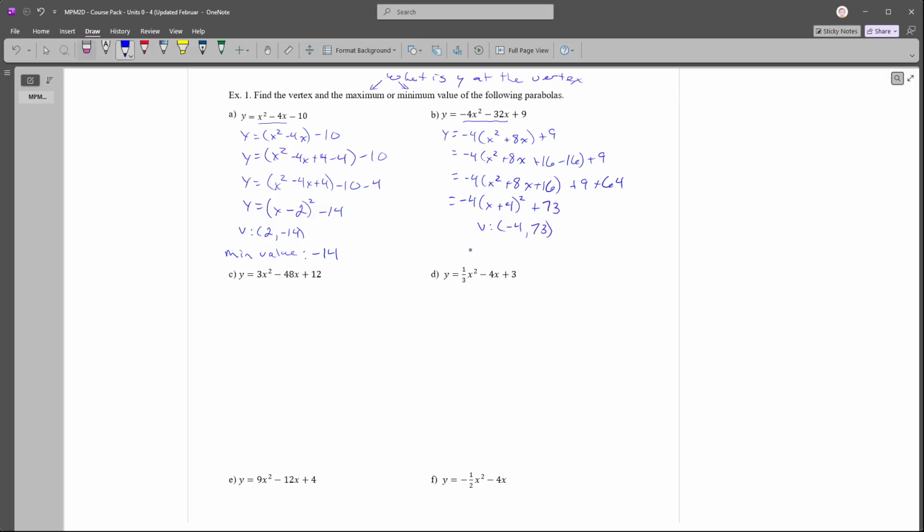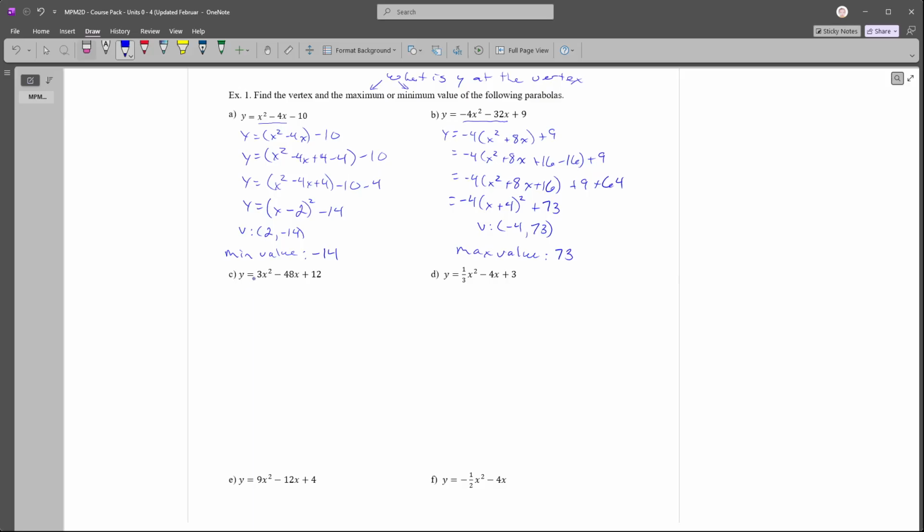All right. And do we have a max or a minimum? A is a negative value this time. A is a negative, so that means it opens down. So that means we have a max value. And our max value is 73. Great. Moving on to the next one.